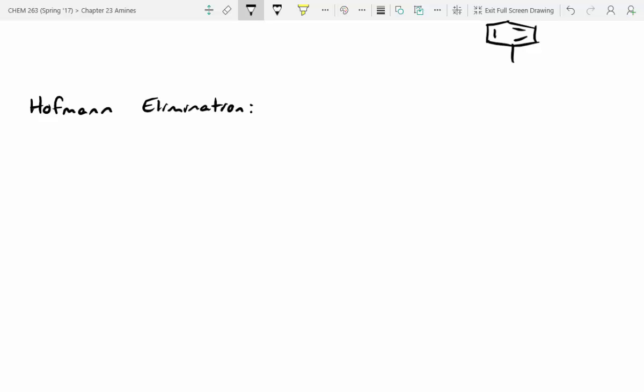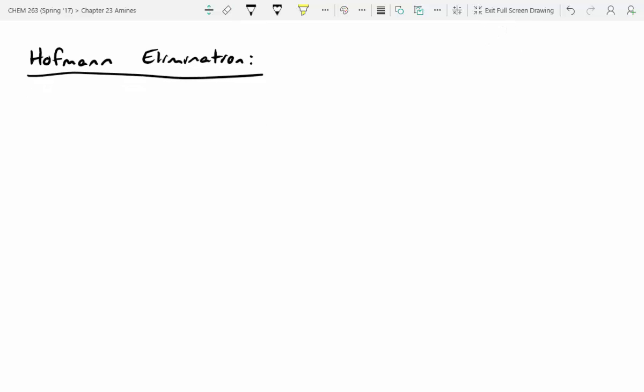So Hofmann elimination. If we think back to our chapter where we did E2 chemistry, how did we describe a Hofmann elimination? What product did it give you? Less substituted alkene, right? So E2, we saw it gives you the less substituted alkene. Well, Hofmann's kind of cornered the market on less substituted alkenes, and we'll see how you can make these from amines. So let's take a look at the mechanism. Or before we do, let's do a review.